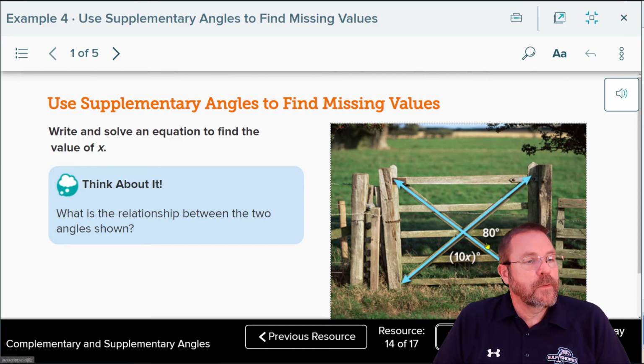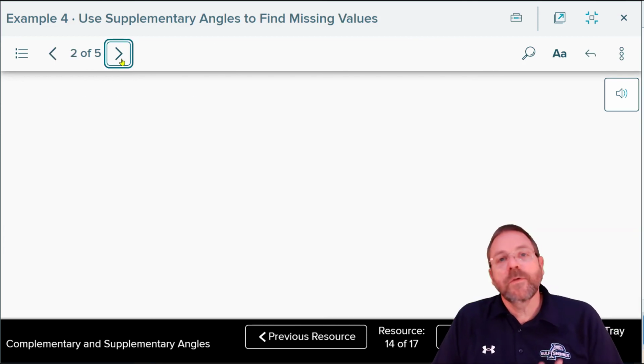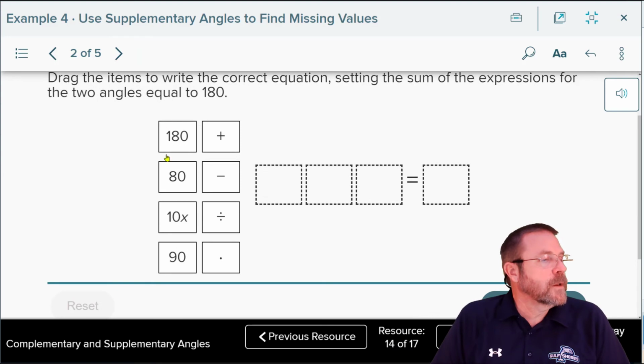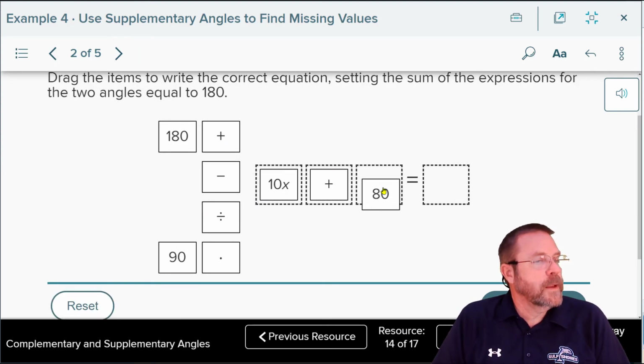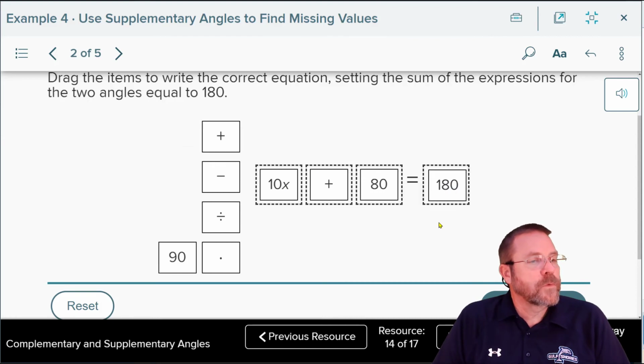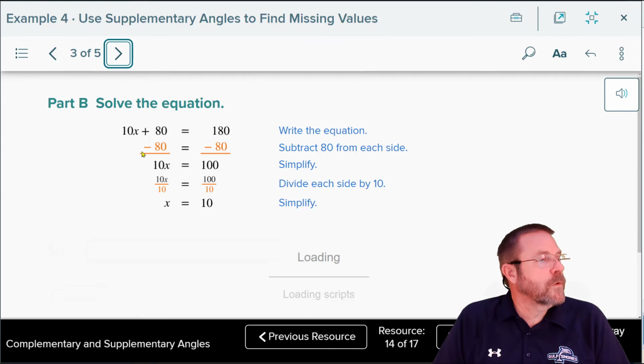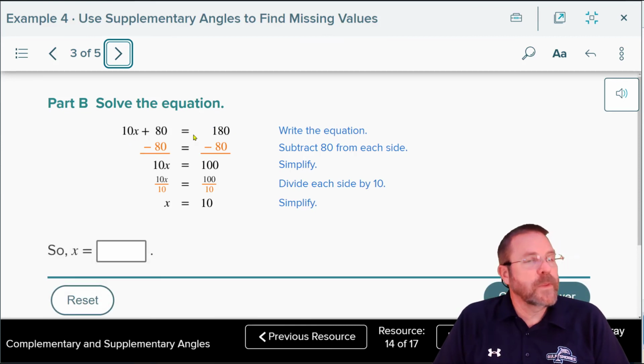Here we have this angle, 80 degrees, plus 10x come together to make a straight line. So since they make a straight line, we know that they're going to be equal to 180 degrees. So here we can set it up as the 10x plus the 80 degrees equals the 180 degrees. That checks. Then we're going to solve the equation, which they have the same thing I did.